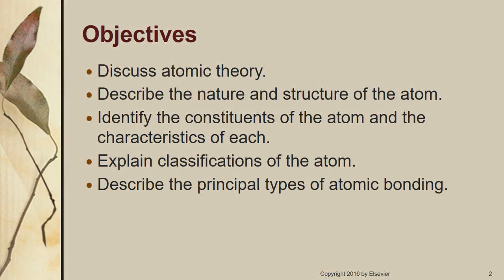Again, like the others that I've done, these objectives are coming from the textbook. These are not what's in your module itself. This chapter in the textbook is going to discuss atomic theory. We're going to talk about the nature and structure of the atom, the constituents of the atom and the characteristics, the different classifications of the atom, and then the principal types of atomic bonding. So, the focus of it itself is the structure and nature of the atom and knowing what that is, and that it is an atom that we are actually X-raying when we talk about the images that we obtain.